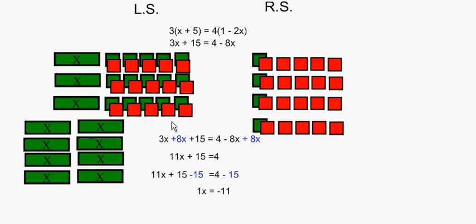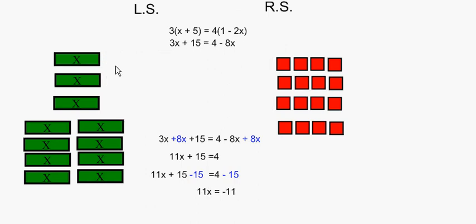So I've added my 15 reds, so I can get rid of that, and whatever I do to one side I have to do to the other. So my diagram now looks like this, and I have 11 x's is equal to negative 11. And here in my work I've added my negative 15, my 15 reds, to both sides, and I get 11 x's is equal to negative 11.